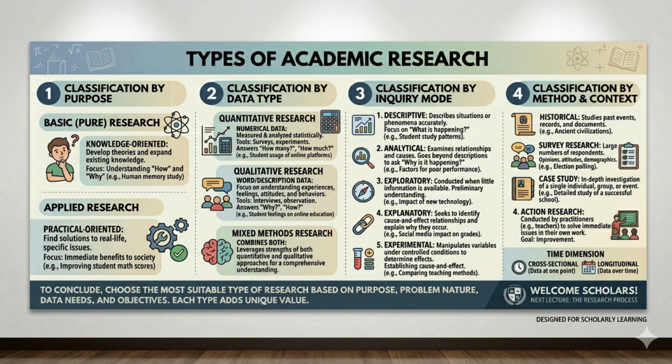To conclude, research can be classified into many categories, including basic research, applied research, quantitative research, qualitative research, mixed methods research, descriptive research, analytical research, exploratory research, explanatory research, experimental research, historical research, survey research, case study research, and action research. Each type has its own characteristics, methods, advantages, and applications. Understanding these types helps researchers choose the most suitable approach for investigating a particular problem and producing meaningful results.